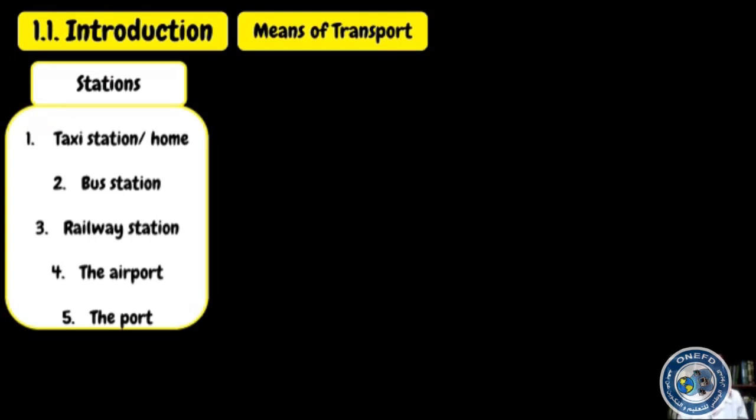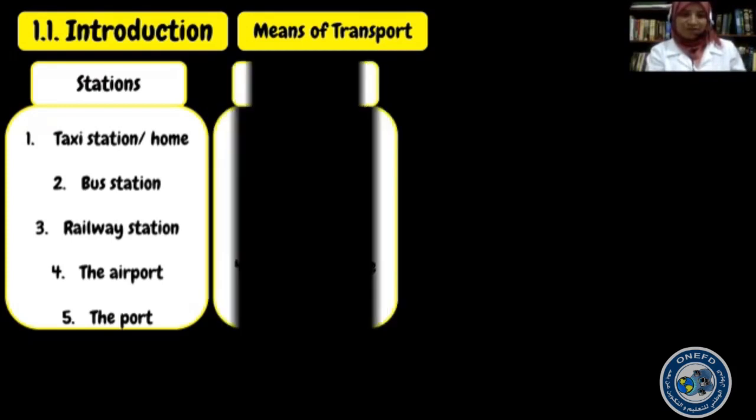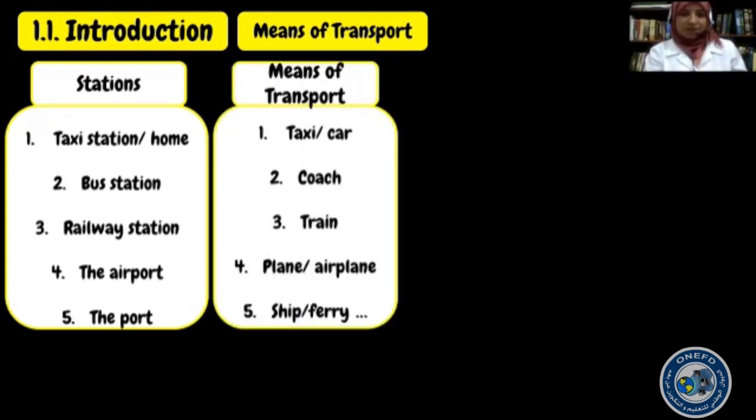First, we have taxi station or home. Second, bus station. Third, railway station. 4, the airport. And 5, the port. Next, we need to know the means of transport that goes with every station. So here we have a taxi for taxi station and a car if you are departing from home.